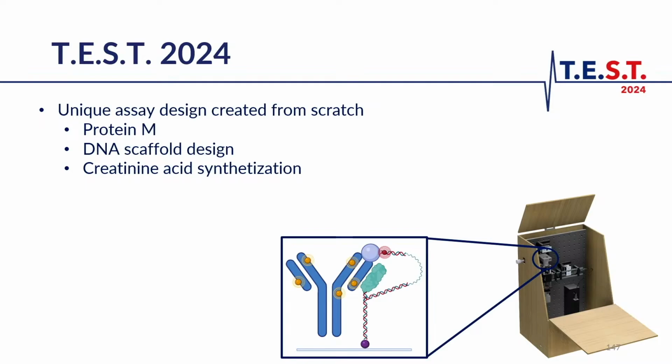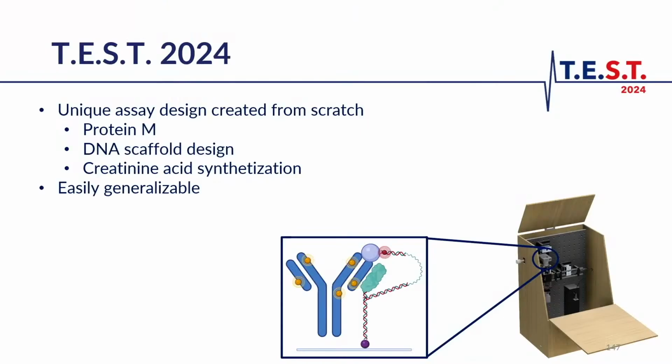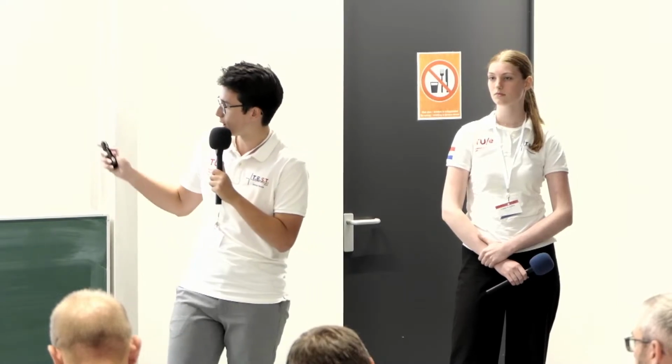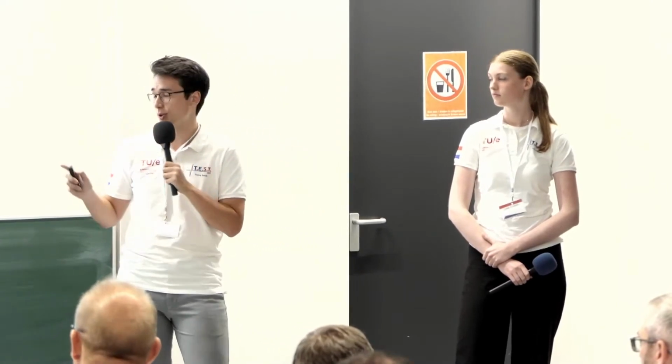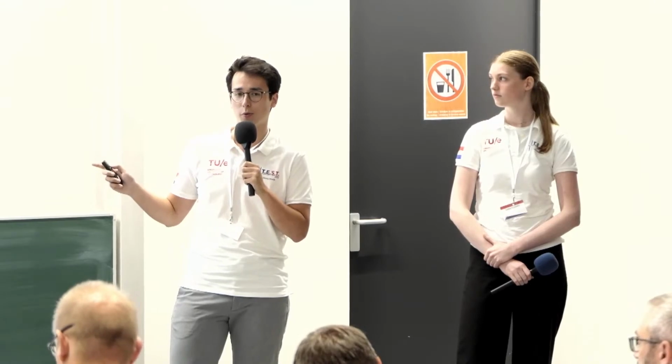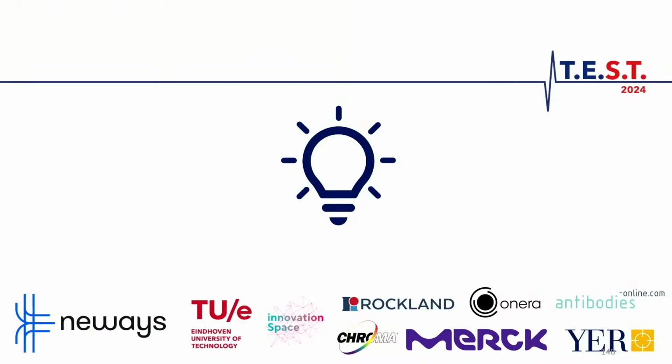So in conclusion, what we have created is a unique assay, fully created from scratch. That is because we have used protein M, we have designed the DNA scaffold fully, and we have synthesized creatinine acid. And it's worth noting that our method is easily generalizable. By swapping out the antibody and the analog, we can use our method for other biomarkers as well. In our method, we are determining the creatinine concentration based on FRET, using our optical readout method. And by using this light-based biosensor, we hope to have made the City of Light proud. Thank you.